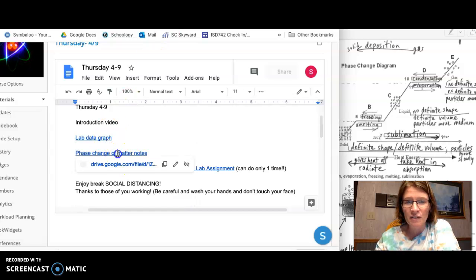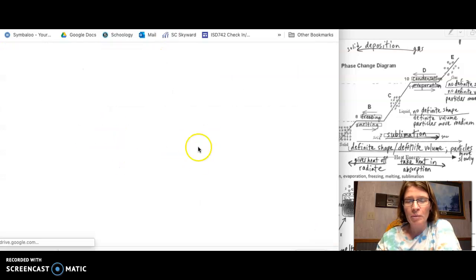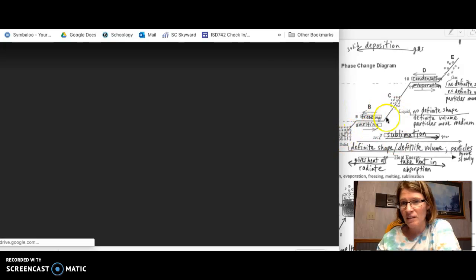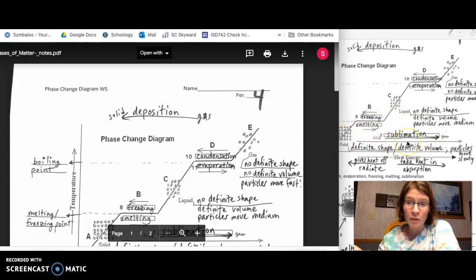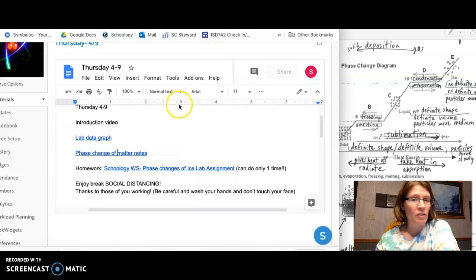On this one, here's the phase of matter notes. I put in an attachment to this phase change diagram. Some of you may still have this on paper in your folder. If you still have that, you can certainly use that to help you as well.